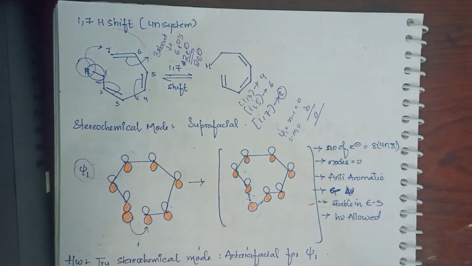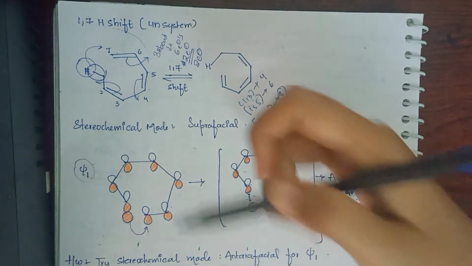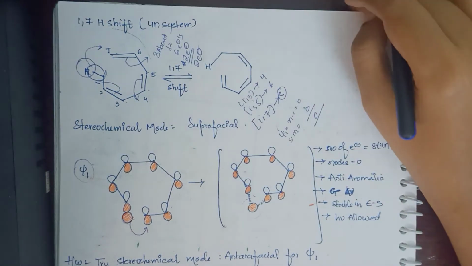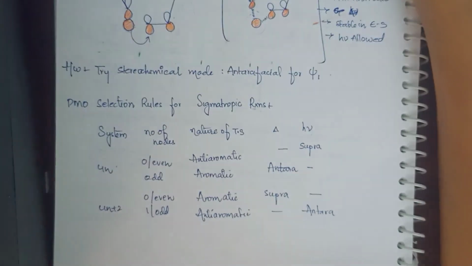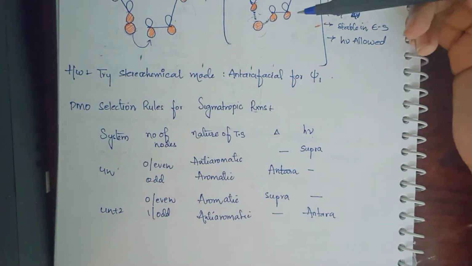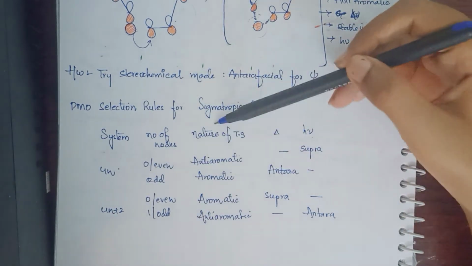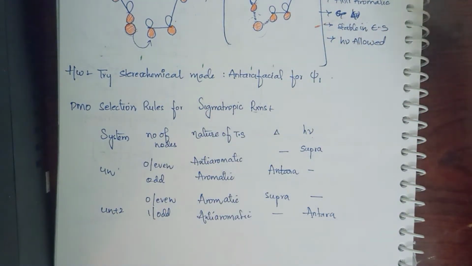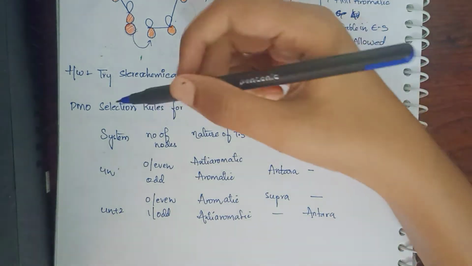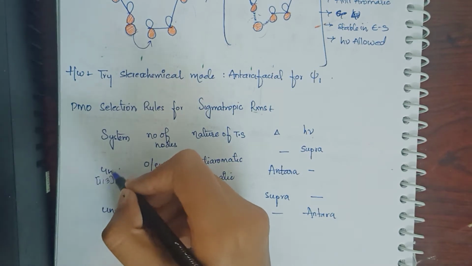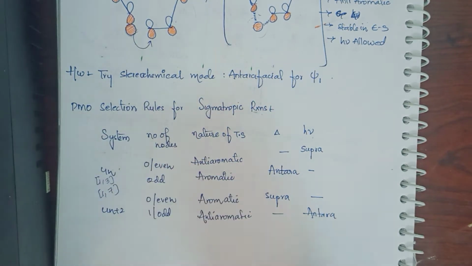So here I have explained the suprafacial mode. You can write the stereochemical mode explaining antarafacial for Ψ1 only. Now the PMO approach of sigmatropic reactions: first we have the system, number of nodes, nature of transition state, thermal condition, and photochemical condition. Based on the previous modes, we will see. First is the 4n system. The 1,5 shift comes under 4n. The 1,3 also comes under 4n. 1,7 also comes under the 4n system.